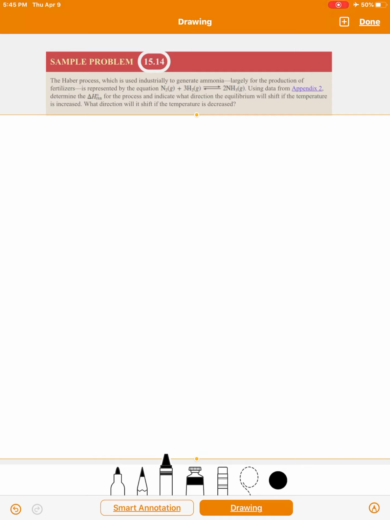Sample problem 15.14. The Haber process, which is used industrially to generate ammonia, largely for the production of fertilizers, is represented by the equation N2 gas plus 3H2 gas to form 2NH3 gas. Using data from Appendix 2, determine the delta H of reaction under standard conditions for the process and indicate what direction the equilibrium will shift if the temperature is increased. What direction will it shift if the temperature is decreased?